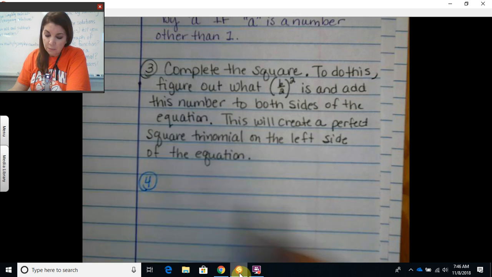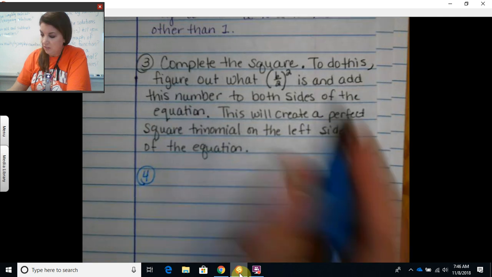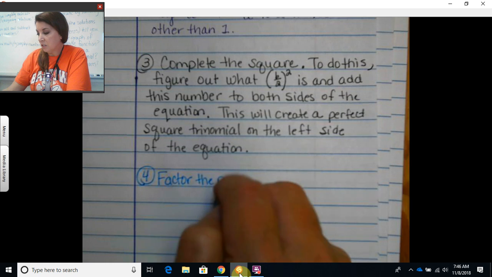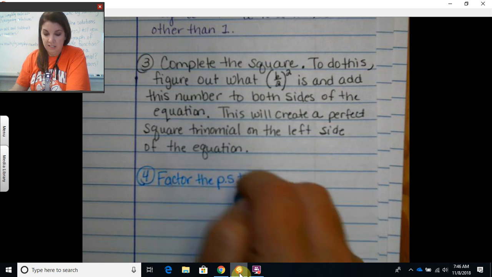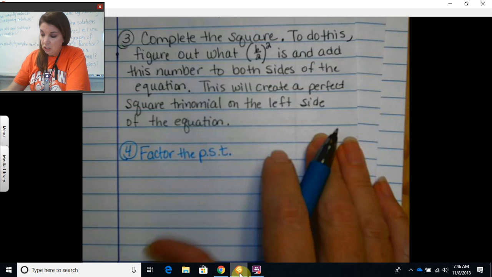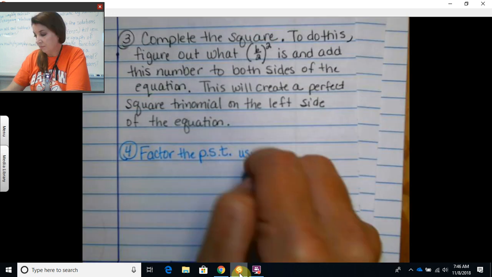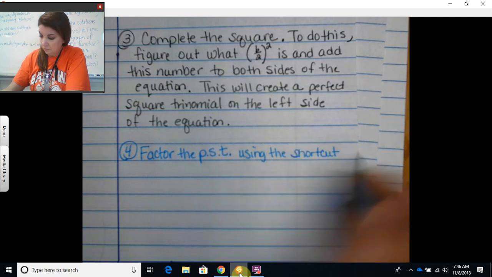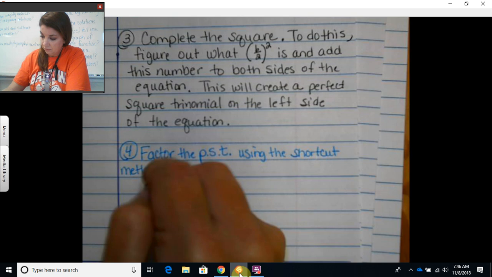Factor the perfect square trinomial using the shortcut method we learned previously. Factor the perfect square trinomial, I'm going to use PST, using the shortcut method we learned previously.